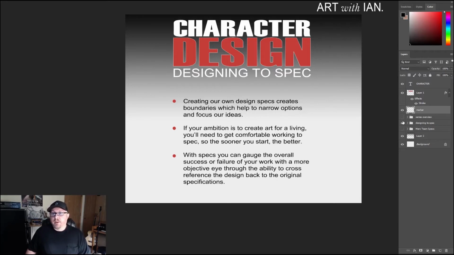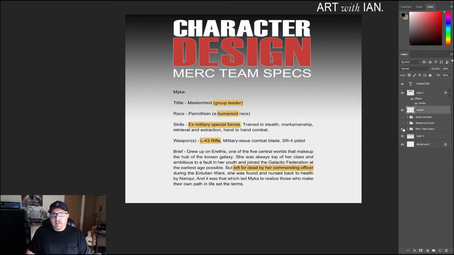So we're going to look now at my mock-up for the character specs. Let's pretend I got an email today, and in that email, they said, I want a team of mercenaries for my sci-fi, let's say, novel, and I want them all designed out so I can use them as I see fit in my promotional material or my cover or whatever. So this is the first one, the character, and the title is Mastermind.